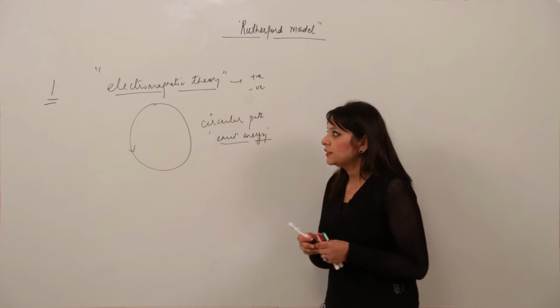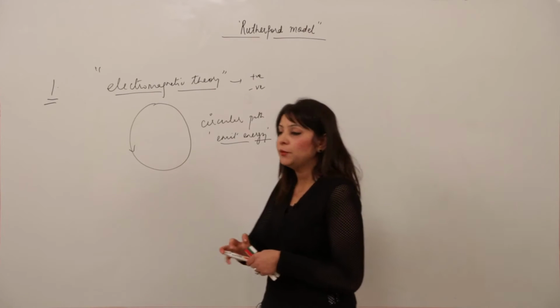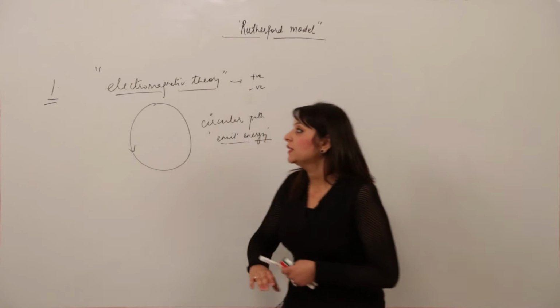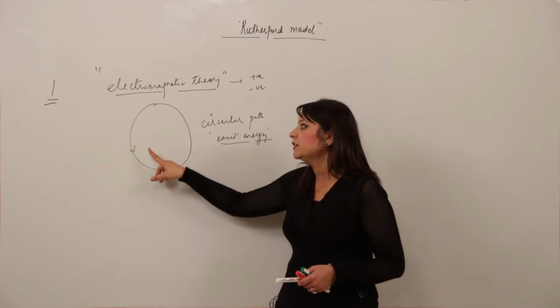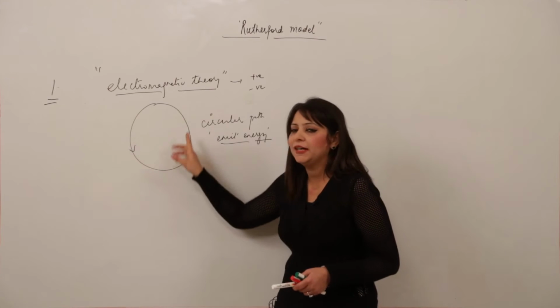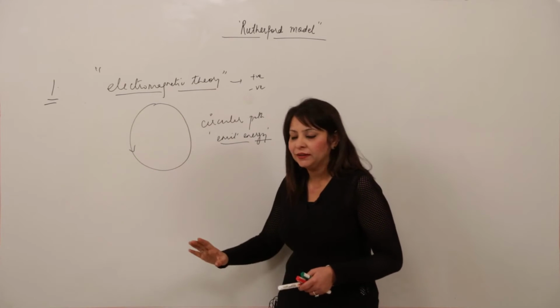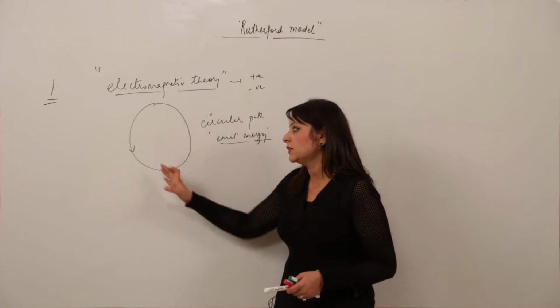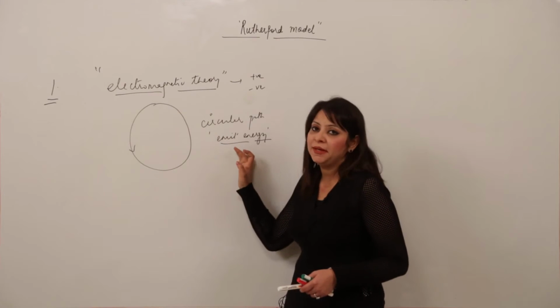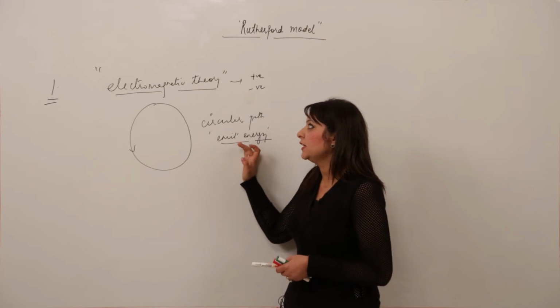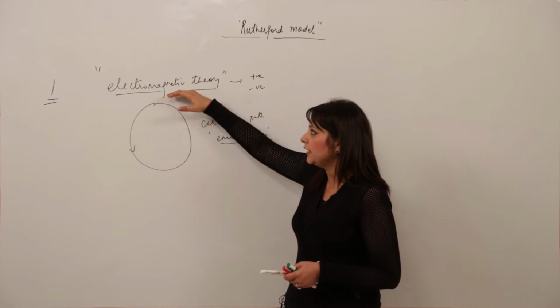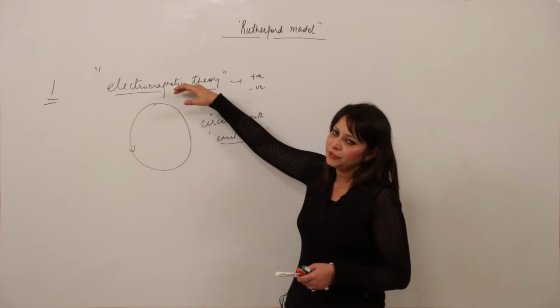So according to this theory, I am repeating it again, just look at the board carefully. According to this electromagnetic theory, any charged particle when revolving in a circular path, whether the motion is clockwise or anti-clockwise, doesn't matter, whenever it is revolving in a circular path, it continuously emits energy. It was a proven fact of physics, stated in the electromagnetic theory.